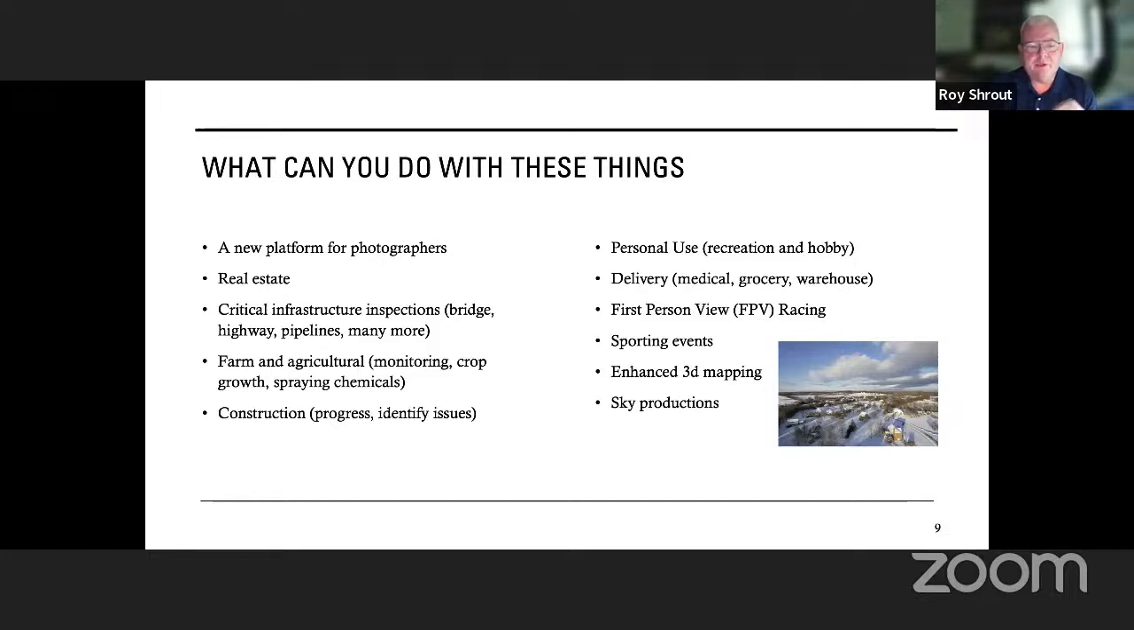A lot of people don't realize what flexibility these things have. So it is a new platform for photographers. They've been around since, I guess, 2015, 2014, if not sooner. Real estate photography, critical infrastructure, bridges, highways, pipelines, etc. Farm and agricultural. Some of the larger drones now are equipped with spraying capabilities, so you can actually spray chemicals, do crop assessments, land assessments. Construction, progress, identify issues, personal use, recreation and hobby, delivery we talked about, warehouse delivery, grocery, medical.